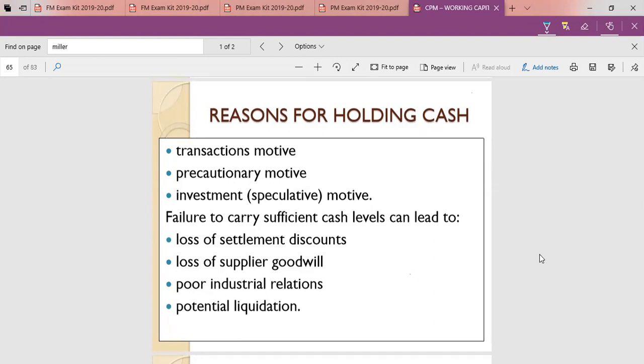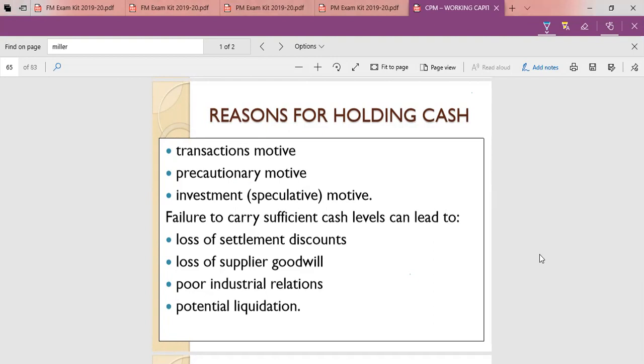The second one is the precautionary motive. Precautionary motive is to see to some unforeseen things which may happen, and they may be required to meet that with the cash balance. So as a precautionary motive, they maintain some amount of cash balance.